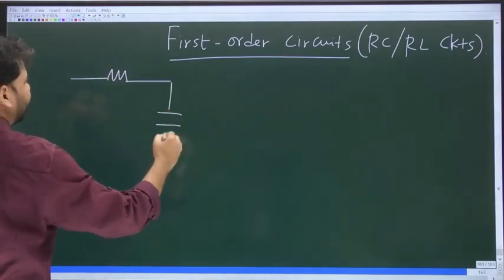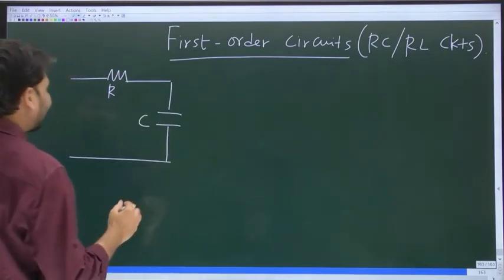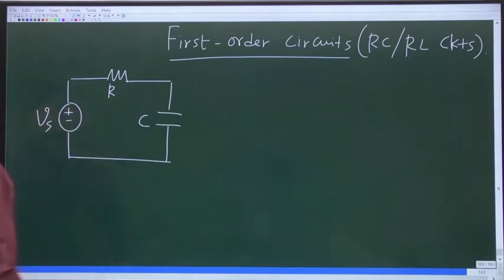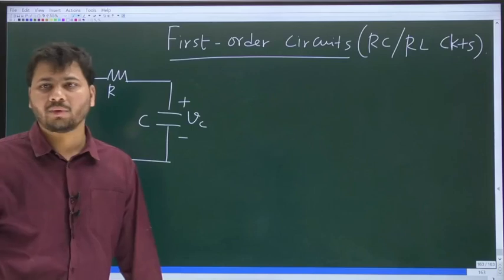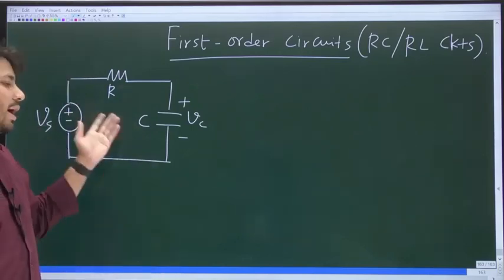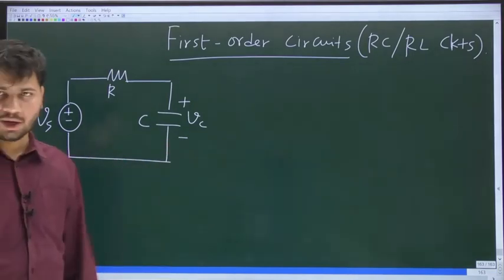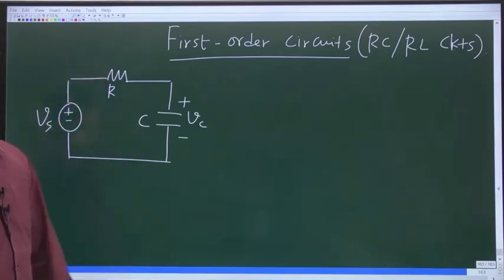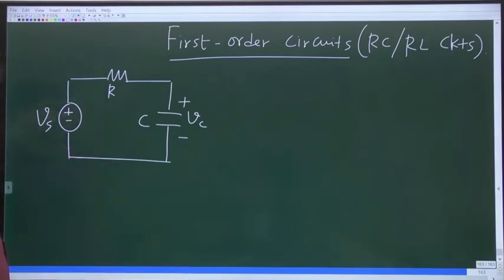A resistor in series with a capacitor, R in series with C, and let R and C be connected in series with a voltage source which is some Vs, and let the variable of interest be Vc. So we have a simple RC circuit, R and C in series, and the voltage across the capacitor, Vc, is the variable or the output quantity of interest, connected across a voltage source Vs. This voltage source can be any type of voltage source. It can be DC, it can be AC, it can be any type of voltage source.